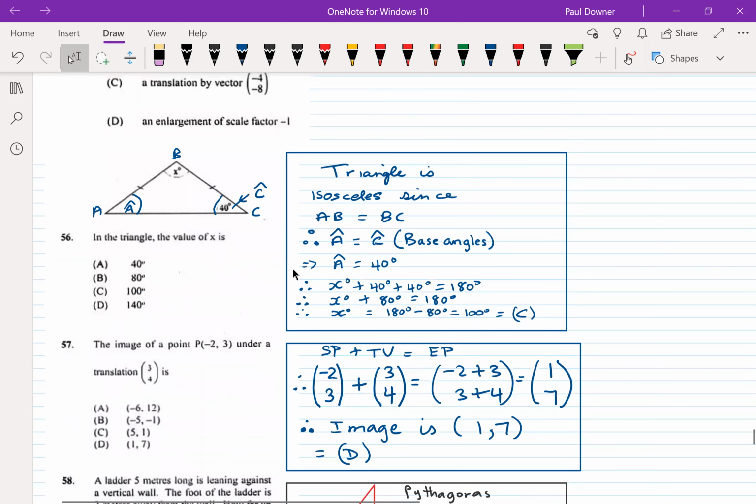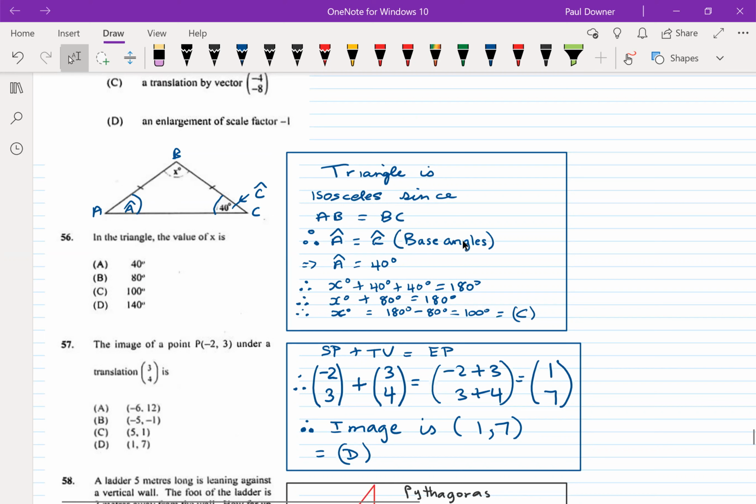In number 56, they say in the triangle, the value of x is. Okay, so this is our favorite, because if you notice, these two dashes here tell us that the sides AB and BC are equal in length. And anytime you have a triangle where two sides are equal like this, two adjacent sides, we know that that triangle is isosceles. Now, if it's isosceles where the two equal sides meet up here, that is the apex angle, right? And the other two will be the base angles, these two. So angle A and 40 will be base angles, and we know that the base angles are what?